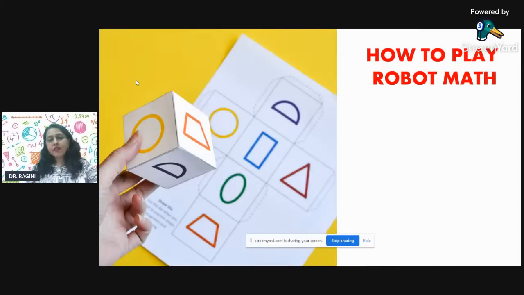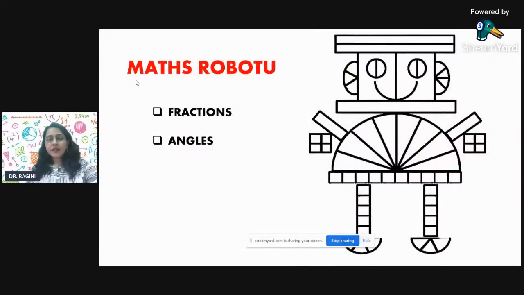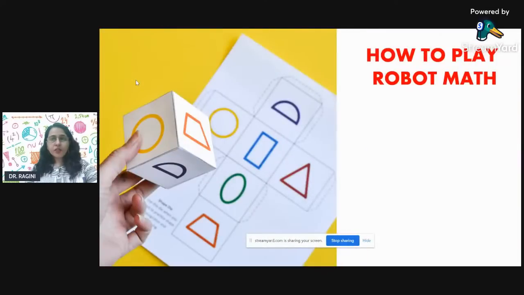After students have completed the circle part, again the group will throw the dice, and suppose a rectangle comes. So then they can continue with this, like the rectangle part could be a neck. So maybe as a group activity, the child could make a vertical rectangle or a horizontal rectangle. That could be his or her choice. So this was how to play robot math with different shapes.